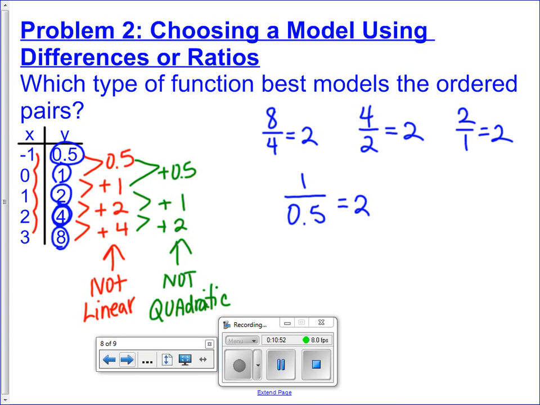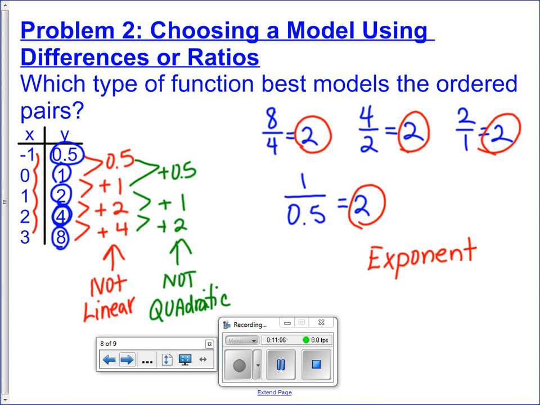So when we have a common ratio, a common ratio of 2, that shows us that this is an exponential model. When there is a common ratio, it's exponential.